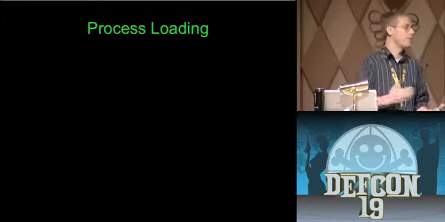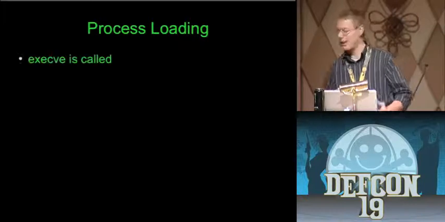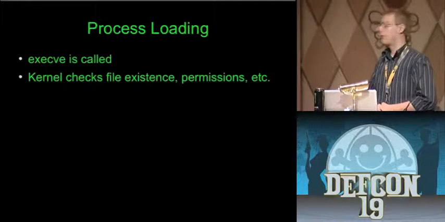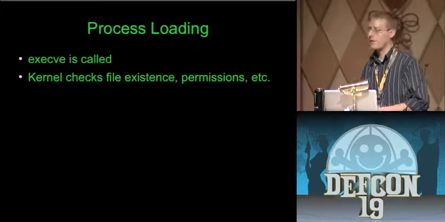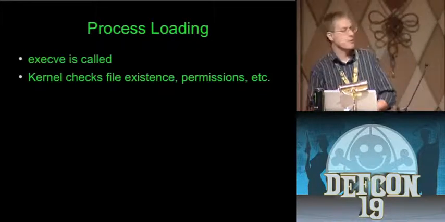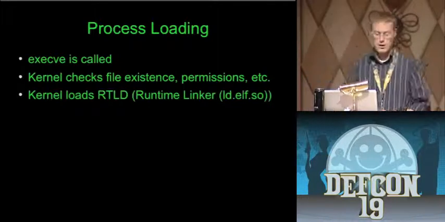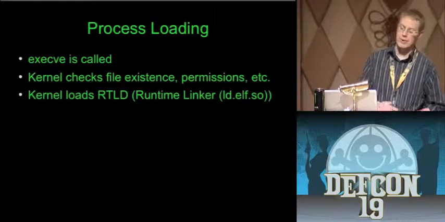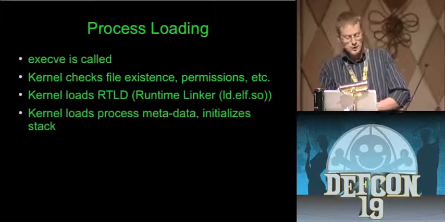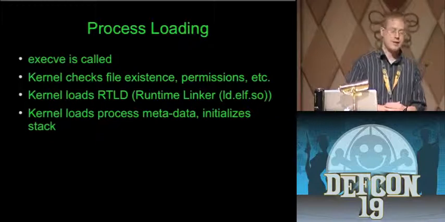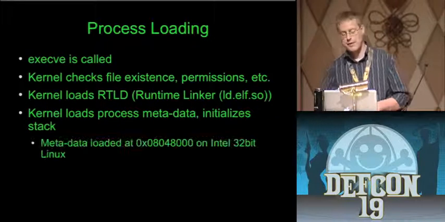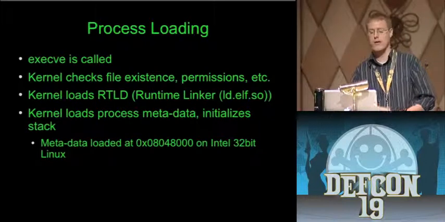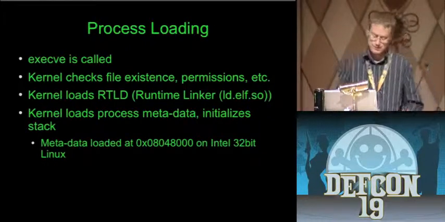So we're going to talk a little bit about process loading, what happens when the execve system call is called. The kernel first checks for file existence, to make sure that the file is there and that you have the permissions to run it. The kernel then loads what is called the runtime linker. A lot of people call that the RTLD. The kernel loads the process metadata and initializes the stack. The metadata is located at the hex address 08048000 on Intel 32-bit Linux.